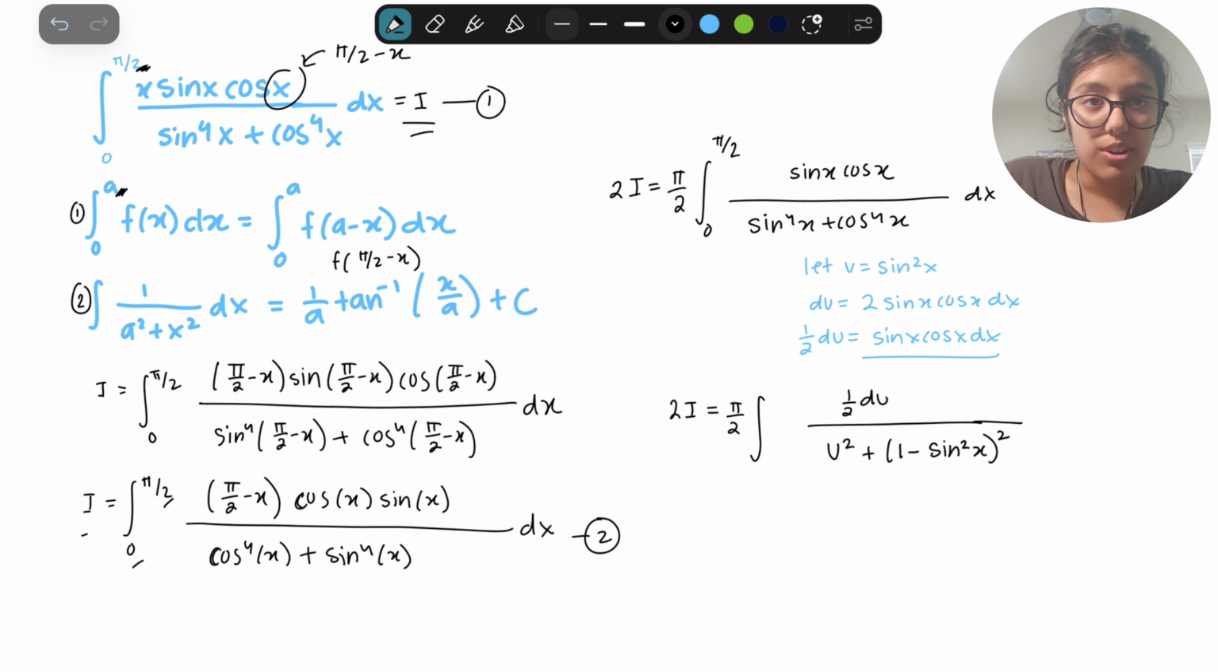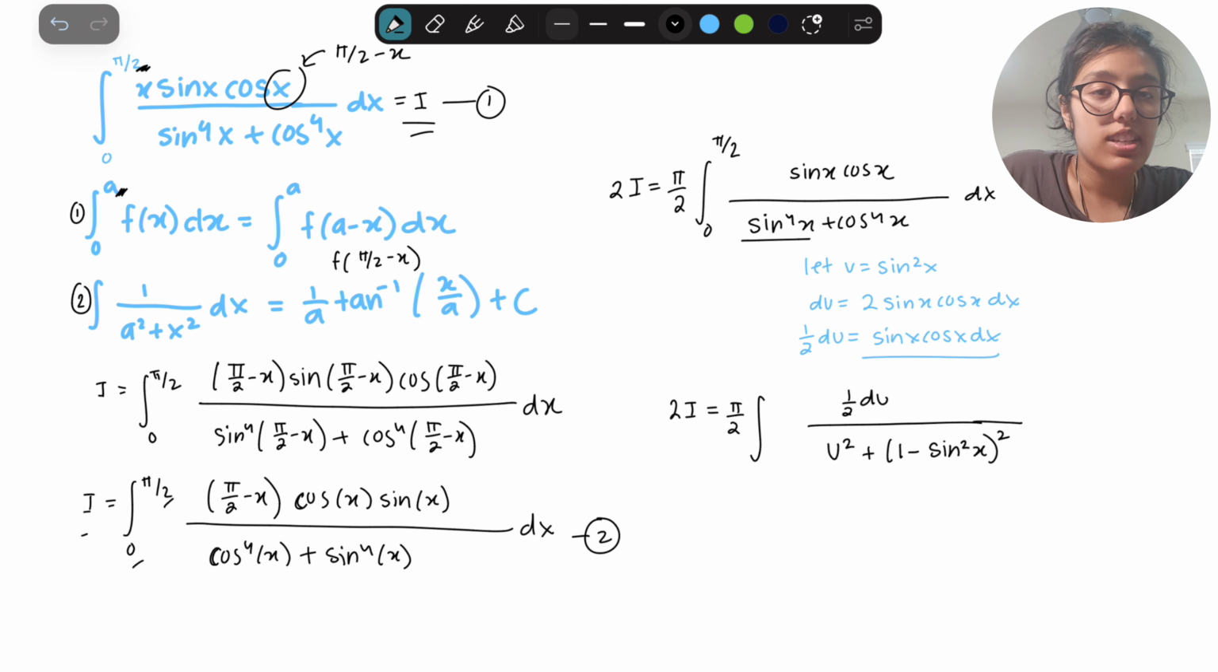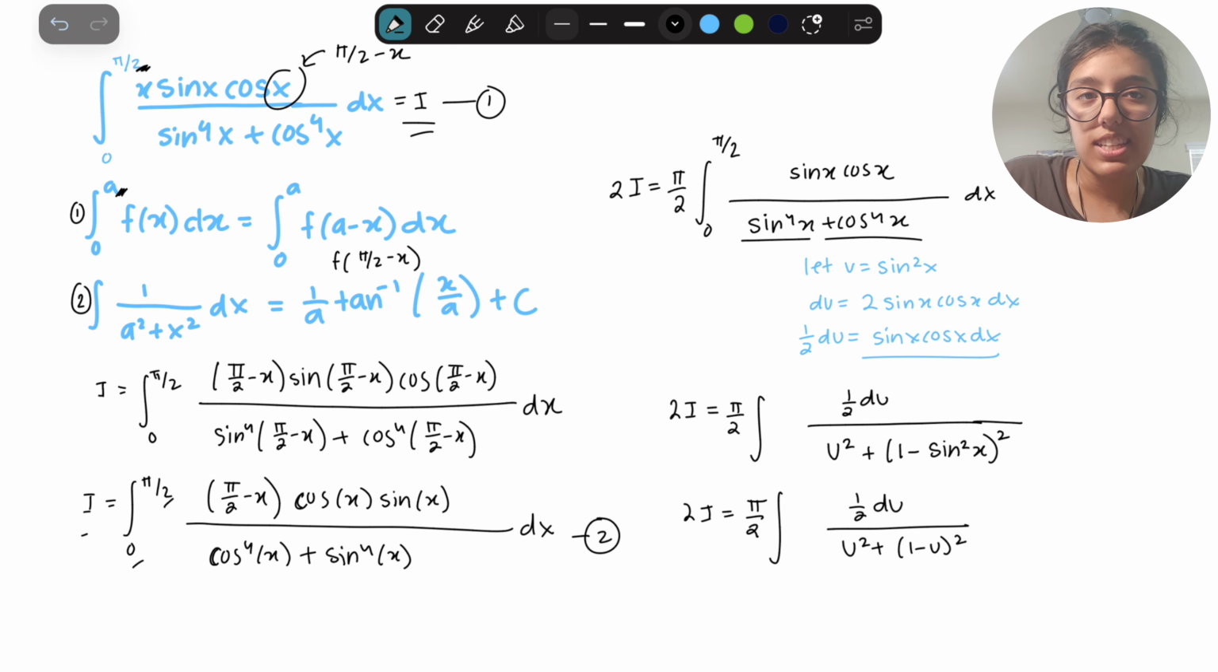So two things to note over here. What I've done, I have substituted the numerator for 1/2 du, I have substituted sine to the power of 4x for u squared, and I have simplified cos to the power of 4x as (1 minus sine squared x) squared to simplify it, because I want to get it in terms of sine, because that is what our u is in terms of.